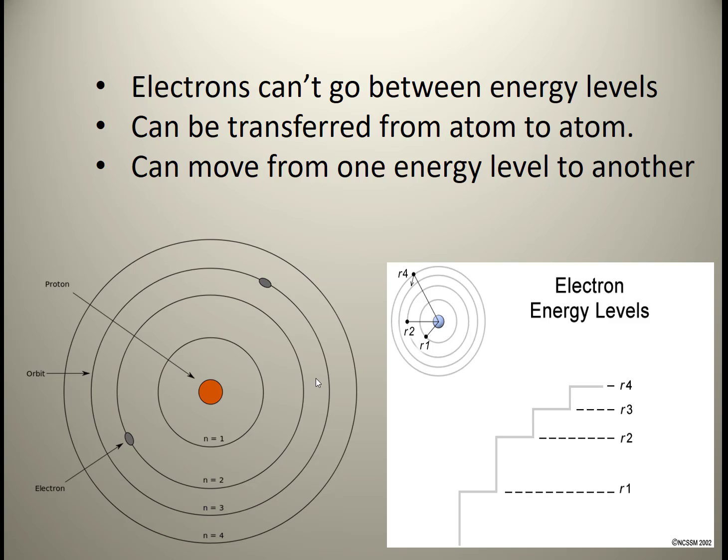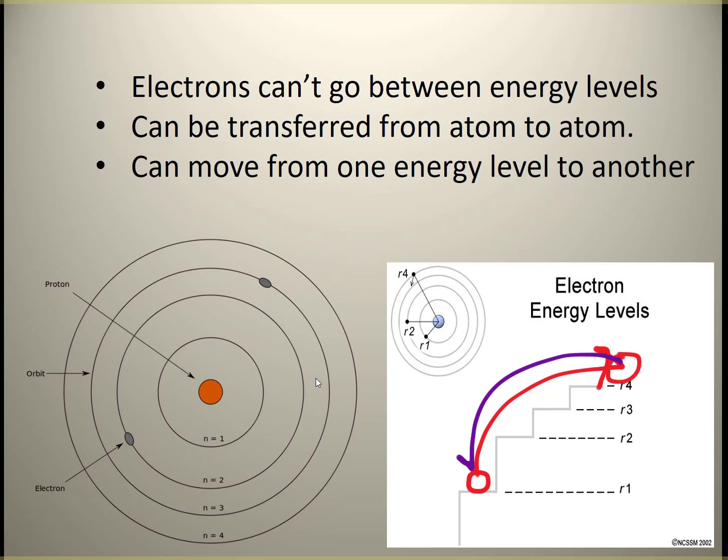Electrons, we don't find them in between levels. We only find them in these energy shells. Later on, we're going to talk about how these electrons can be transferred from atom to atom. But here we're talking about how they move from one energy level to another. So again, my electron in the ground state can absorb some energy, go up to an excited state, and then release that energy all at once.